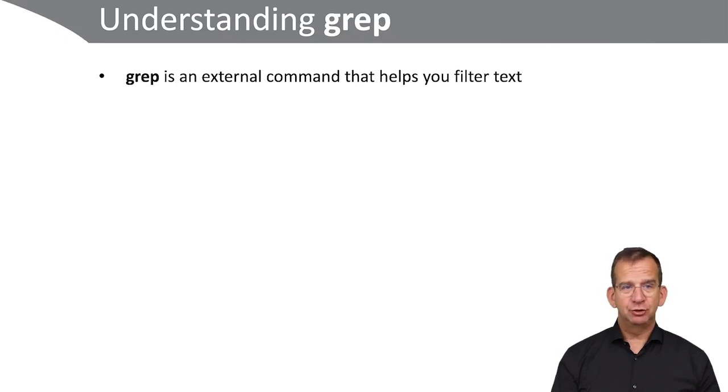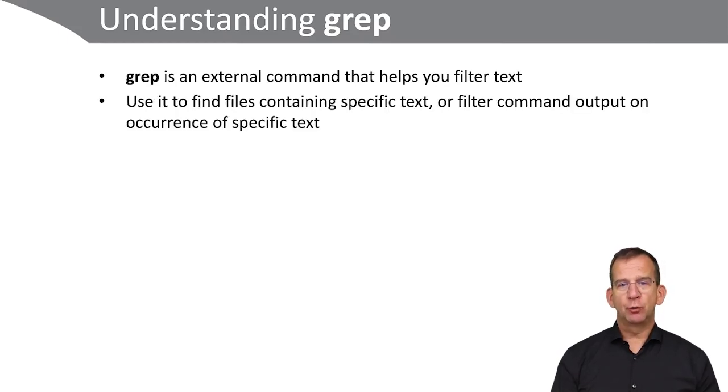In this video we are going to explore grep. Grep is a great help in many shell scripts because it allows you to filter text. You can use it to find files that contain specific text. You can also use it to filter command output on the occurrence of specific text. As such, grep is very often used in pipes to make sure that specific text is shaped exactly the way you need it to be when going into the shell script.